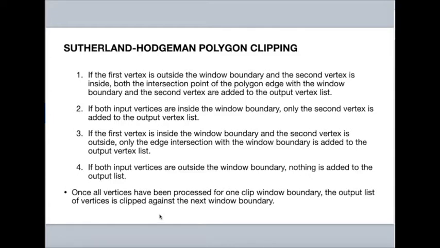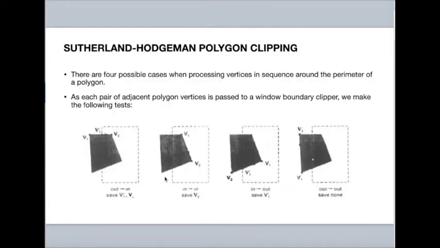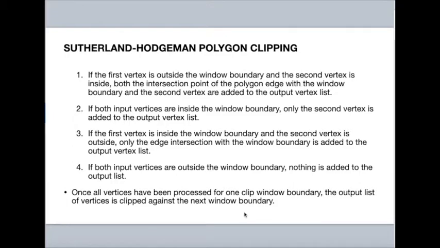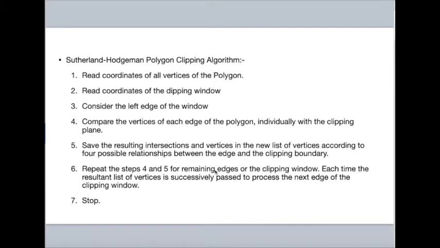That is, after testing all these cases, you get a set of vertices. You are saving some vertices, right? Here it is v1 dash, v2, and here also v2, and here v1 dash, and here none. So the output after clipping with the left boundary, a set of vertices, is passed to the next window boundary for clipping. Okay, so this is the Sutherland-Hodgman polygon clipping algorithm.